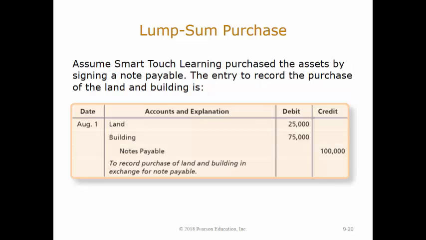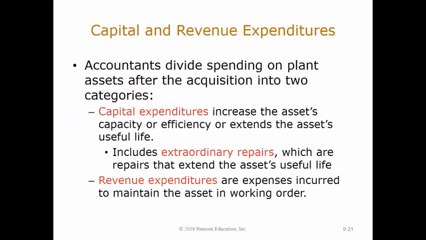The journal entry will include a debit of $25,000 to land, a debit of $75,000 to building, and a credit of $100,000 to notes payable. Accountants divide spending on plant assets after the acquisition into two categories: capital expenditures and revenue expenditures. A capital expenditure is an expenditure that increases the capacity or efficiency of a plant asset or extends its useful life. A capital expenditure is also called a balance sheet expenditure because the cost of the expenditure is reported on the balance sheet as an asset.